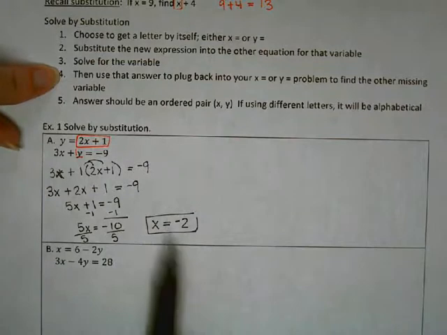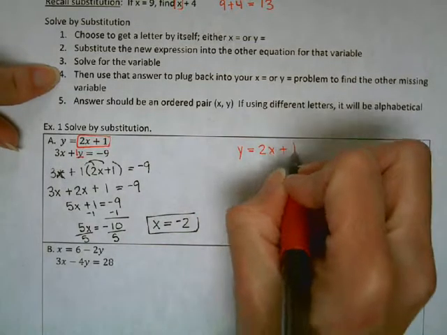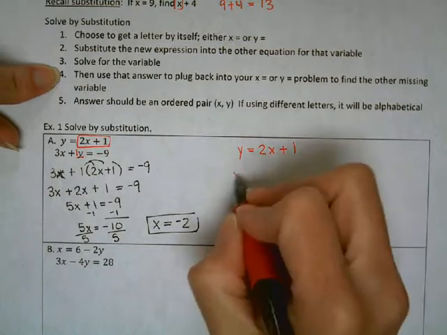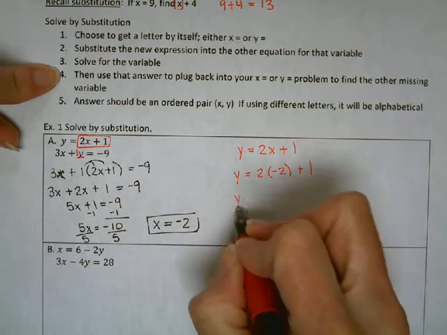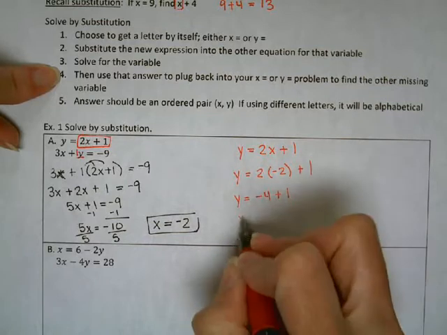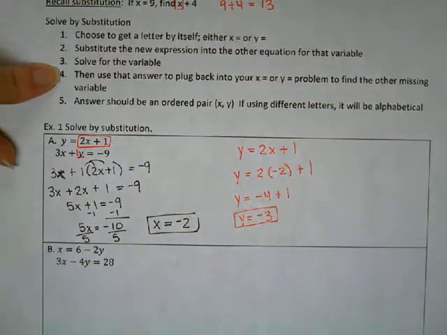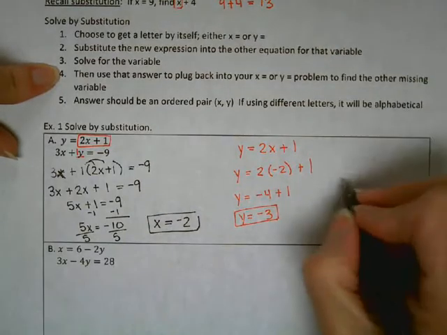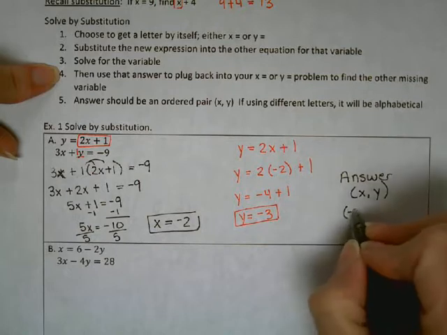Technically, you can plug this answer back into any equation that we have up here. But if you have the problem y equals 2x plus 1, and we want to plug in x equals negative 2, so 2 times negative 2 is negative 4 plus 1 equals negative 3. So the ordered pair, remember we always write our ordered pairs as x comma y, would be negative 2, negative 3.